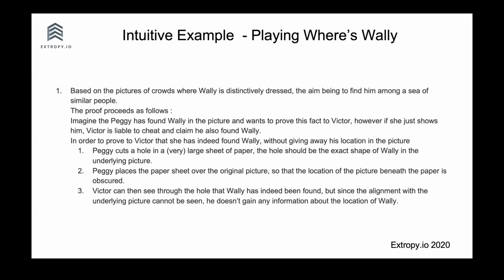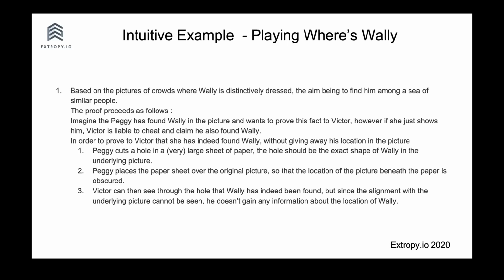And the game is to find him within this crowd. Now, imagine the situation where Peggy, who is the prover, has found Wally in this picture and wants to prove that she has found him to Victor. But she knows that Victor likes to cheat, and if she shows Victor where Wally is in the picture, then Victor is liable to say, "Oh yes, I knew that all along, and I also had found Wally," when in fact he hadn't.